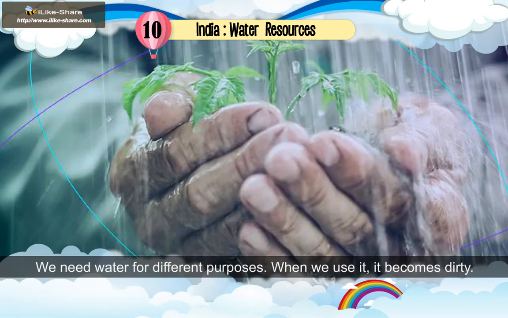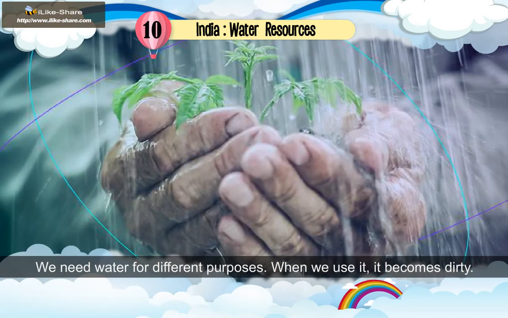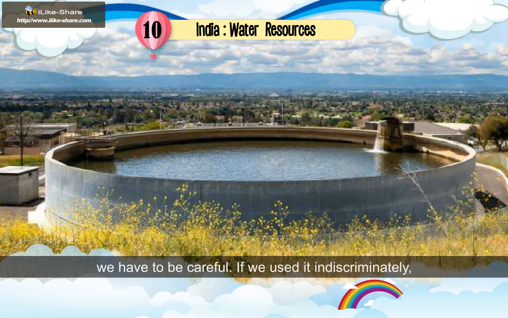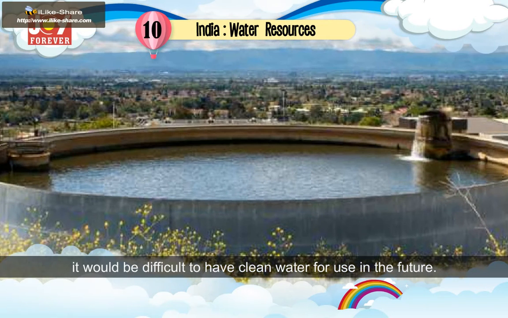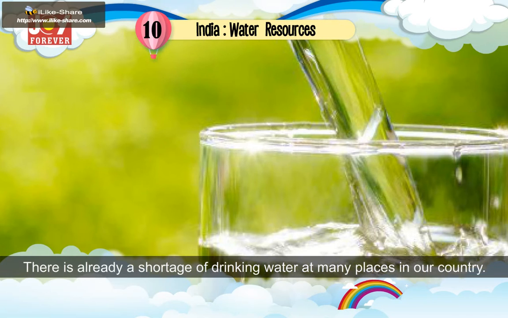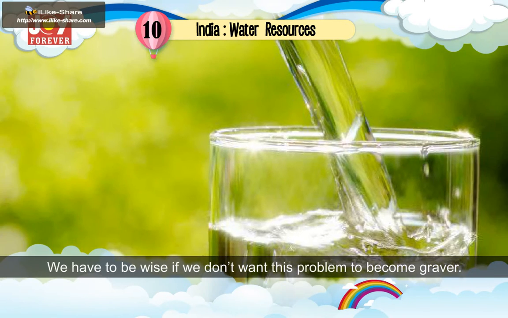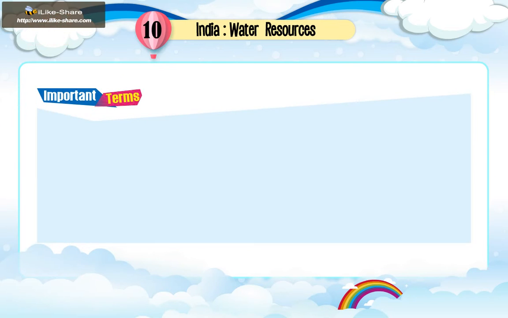Conservation of water. We need water for different purposes. When we use it, it becomes dirty. As there is a limited quantity of water on the earth, we have to be careful. If we use it indiscriminately, it would be difficult to have clean water for use in the future. There is already a shortage of drinking water at many places in our country. We have to be wise if we don't want this problem to become graver. Everybody must conserve water in every way that is possible.